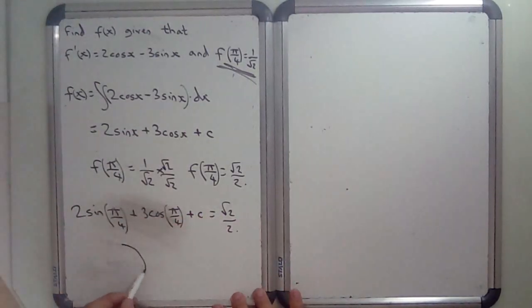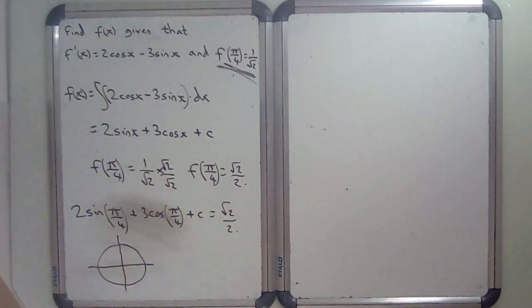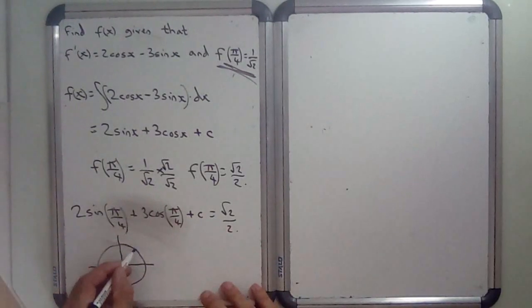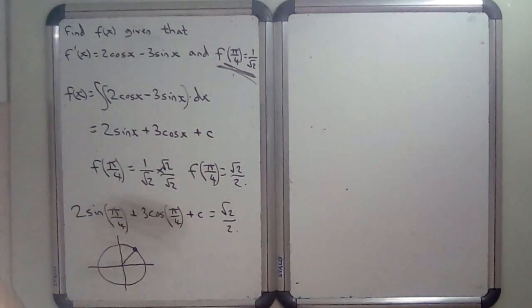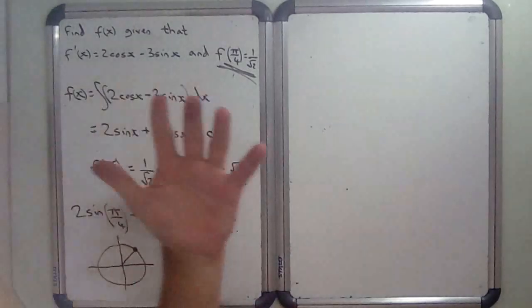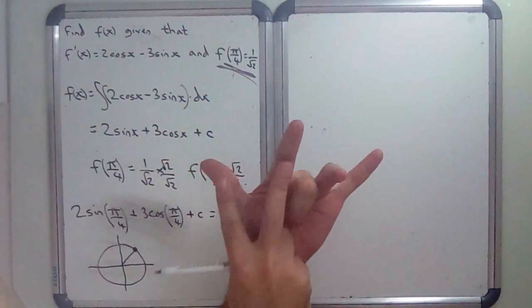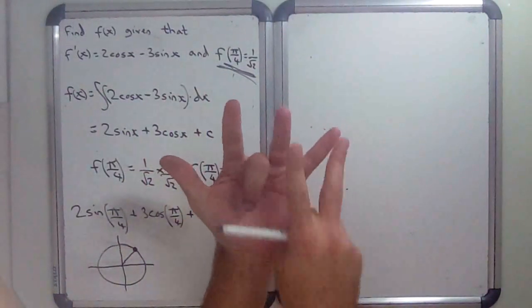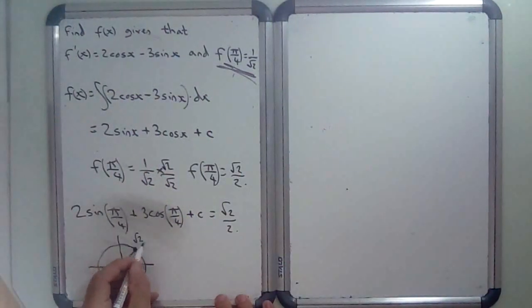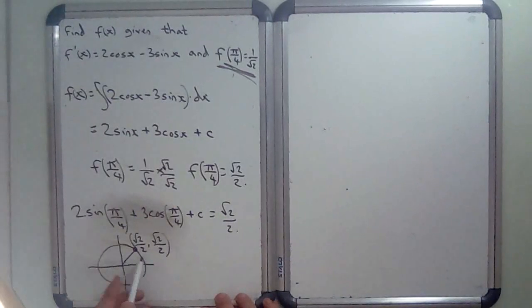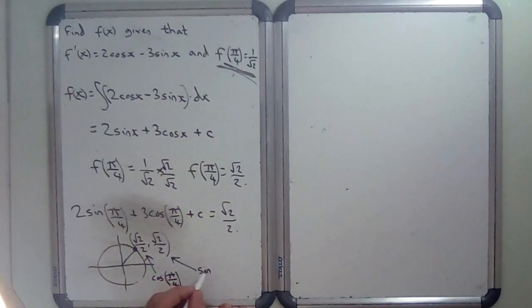Now if you go to your unit circle, pi is 180, pi by 2 is 90, so pi by 4 must be 45. Hopefully you have the values memorized. If not, then you've got 0, 30, 45. Sine 45 is root 2 over 2. Cos 45 is root 2 over 2. So this is cos pi by 4, and this is sine pi by 4.